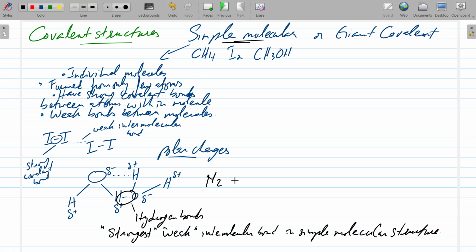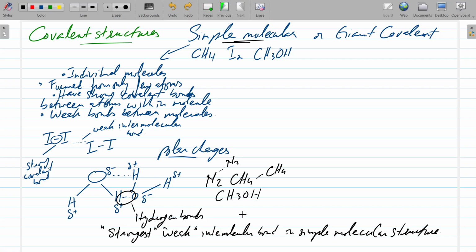Among the other weak covalent structures, you've got N2 and CH4 and CH3OH, right? So the attraction between two nitrogens or two methane molecules, or two alcohol. Well, alcohol actually has a charge over here, so that's slightly different. So if hydrogen bonding is occurring between different molecules of a simple molecular covalent structure, basically, among the weak covalent structures, hydrogen bonding is the strongest.